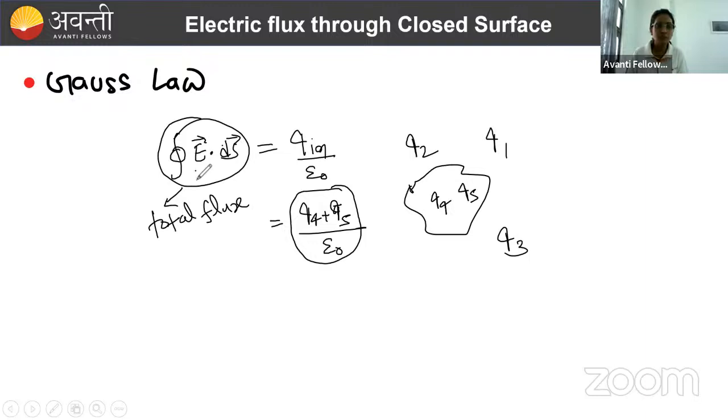Now, what is the significance of this electric field E? Here you can see, suppose I am taking this point inside the closed surface. At this point, the electric field will be because of this charge Q4, because of this Q2 also, and because of this Q1 also, and because of this Q3 also. So the electric field at any point inside this closed surface is because of all the charges present in the space, whether inside or outside. So this electric field is because of all the charges present in the space, but overall this flux is because of only the charge that is included inside.